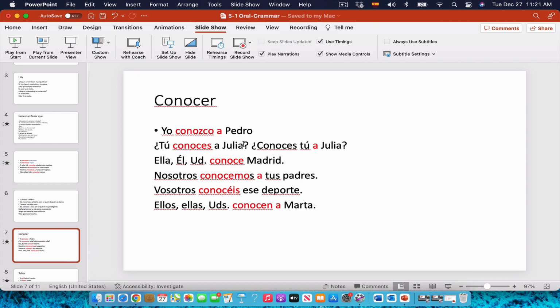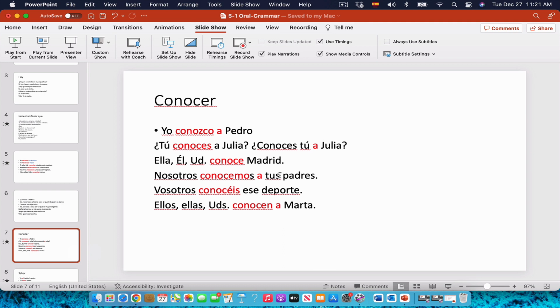¿Tú conoces a Julia? The tú form is conoces. And then, well, you can ask the question, ¿tú conoces o conoces tú a Julia? But again, you see in both cases, the preposition a is there. Ella, usted, conoce, conoce Madrid. In this case, you see the él, ella, and usted use conoce, but we don't use a because Madrid is not a person. Madrid is a city.